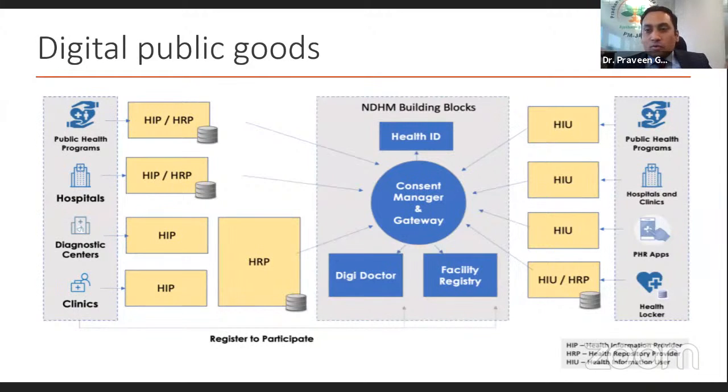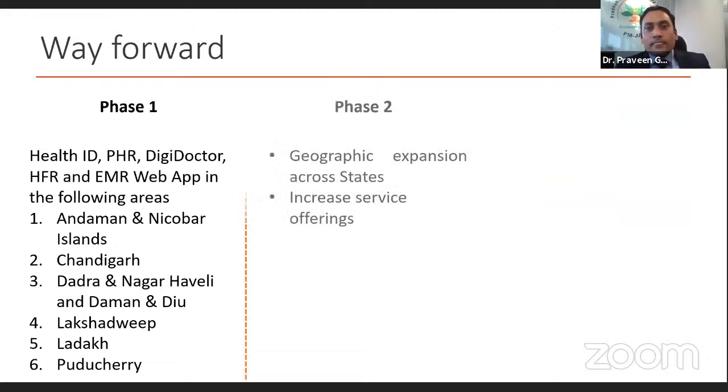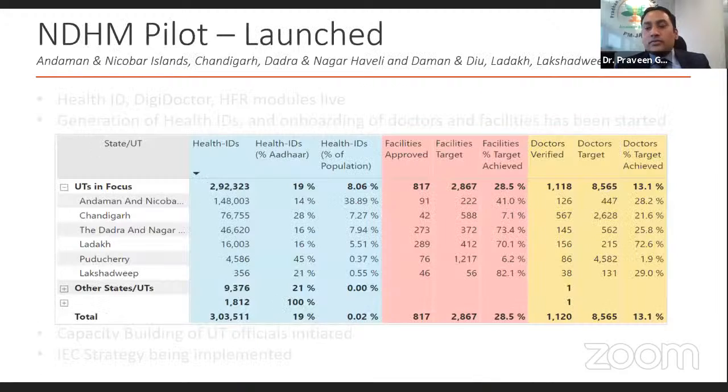Whatever request is made by them for any health record will go through Consent Manager. It will verify that the person to whom the record pertains gives his consent, and only then will it be shared. This is a very important element which we have incorporated to take care of privacy and security. In the first phase, we have rolled out this system in six union territories: Andaman, Chandigarh, Dadra, Lakshadweep, Ladakh, and Pondicherry. In the future, we are likely to expand it to other states and union territories.